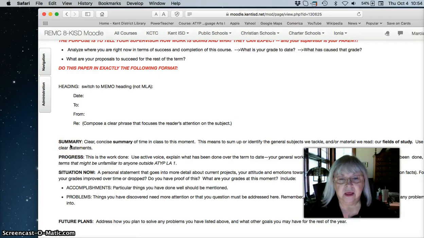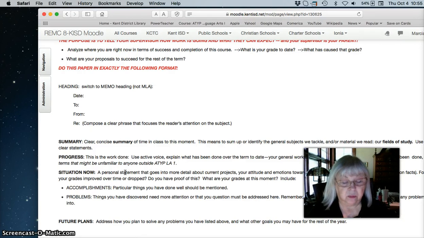Summary. This is like the TV guide version of what you have done from the end of August, 6 weeks later. It's a clear, concise, short, a brief burst of what is happening. Then we do progress. This is what work you have done from August until now. And you would do this in bullets or in headings. And I would suggest the headings that are on the grade sheet I gave you. Those are the categories under which you are graded.